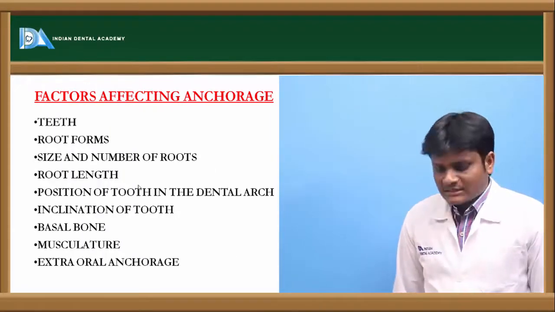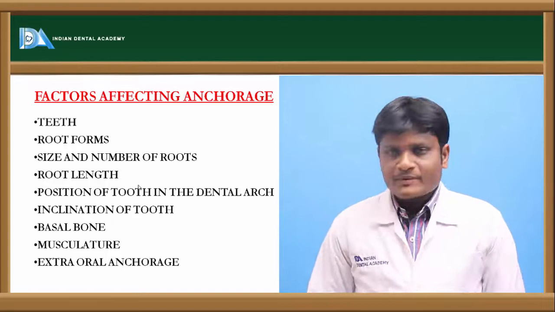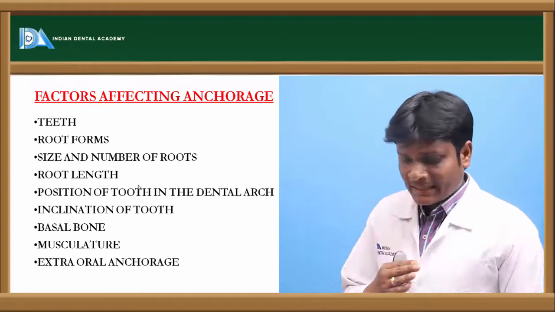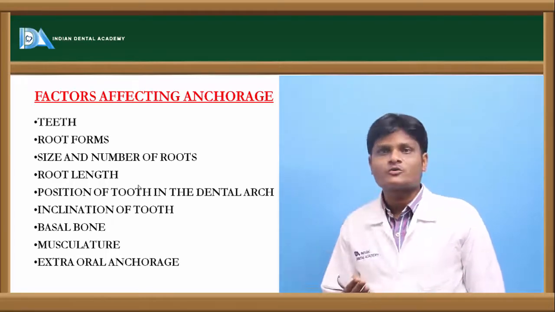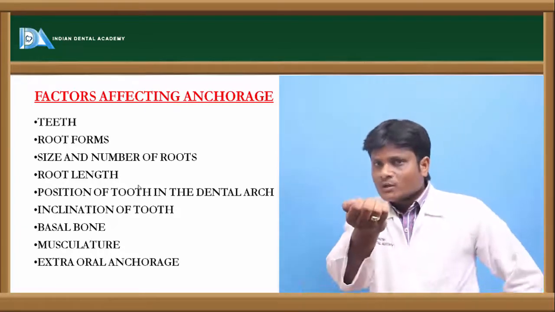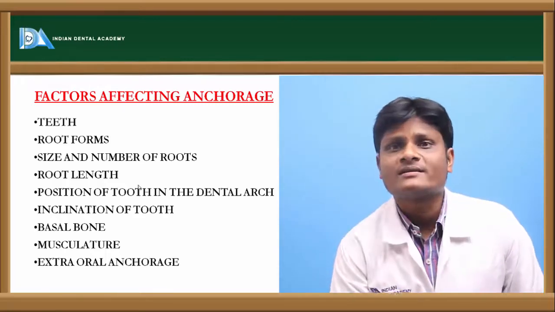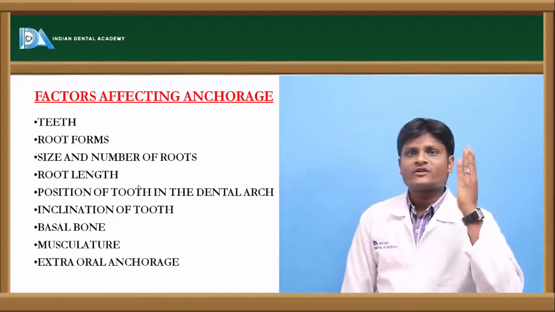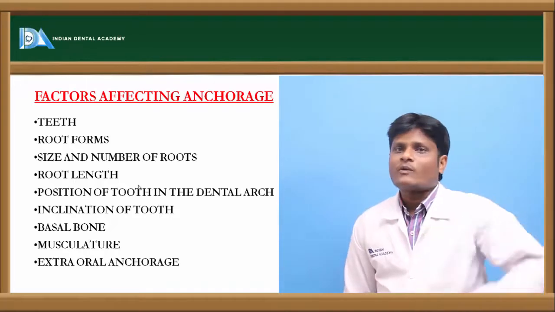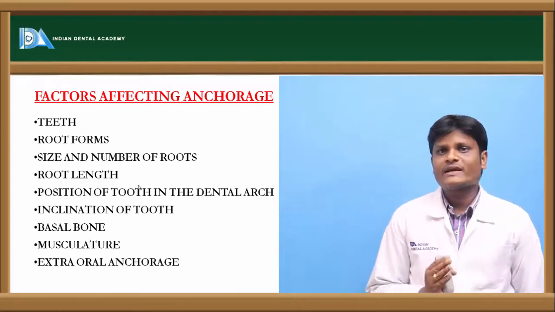One more important factor that affects anchorage is inclination of tooth, inclination of anchor tooth. For example, if the anchor tooth is inclined, that is tent pegged, we call it as inclined, then it offers more resistance to tooth movement. For example, if we are moving a tooth in one direction and the anchor tooth is bent in the opposite direction, then it provides a more anchorage when compared to a straight tooth. Similarly, tooth with delacerated roots provide more anchorage when compared to the normally inclined or straight roots.